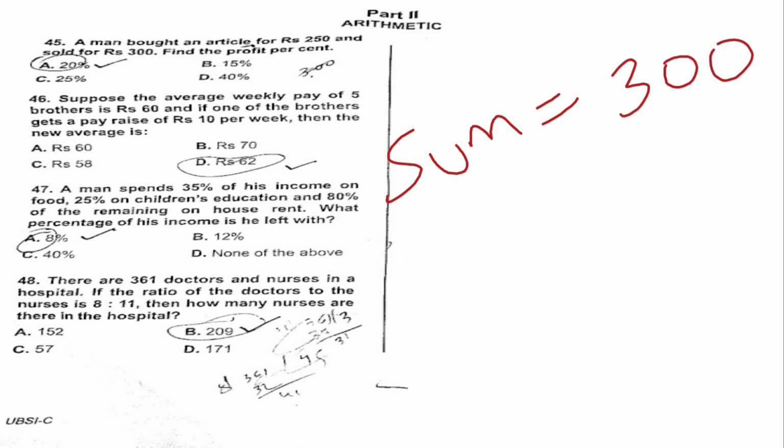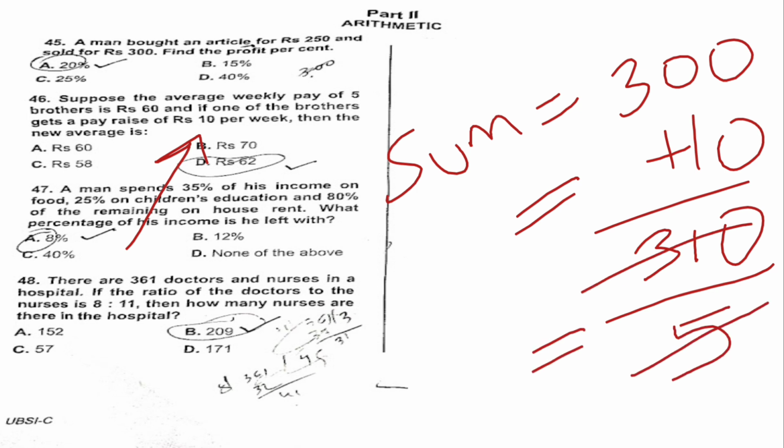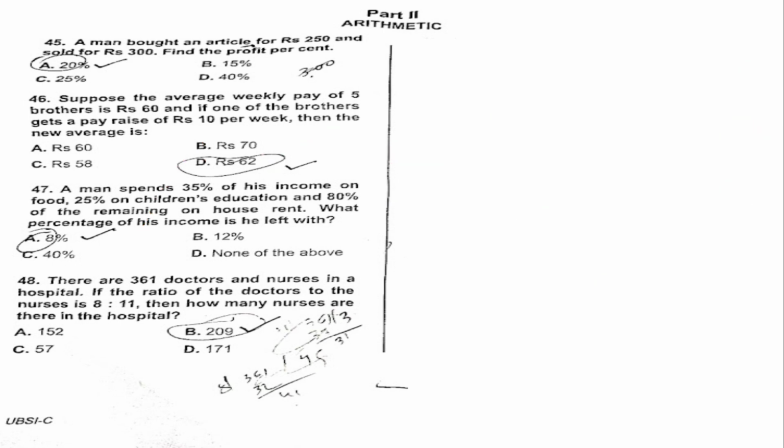And the second part of the question says that rupees 10 per week is given as a raise to one of the brothers. So how much are you getting now? 300 plus 10, 310. And has the number of brothers changed? Has it become 6? No, it is still 5. So divide, and you get the new average as rupees 62. Moving to the next question.